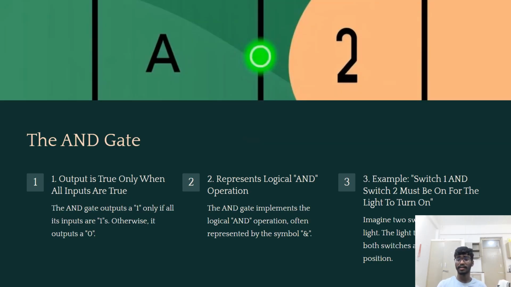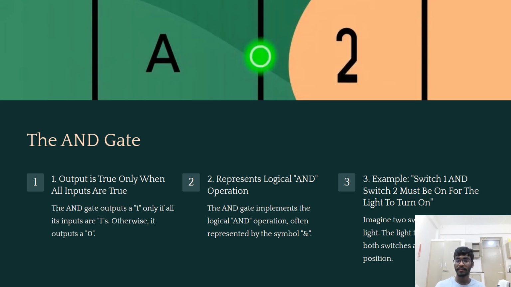Then we go with gates. There are three normal gates we usually use: AND gate, OR gate, and NOT gate. Now we're going to discuss the AND gate, in three steps. First, the output is true only when all inputs are true. The AND gate outputs 1 only if all the inputs are 1. Otherwise, it will output 0.